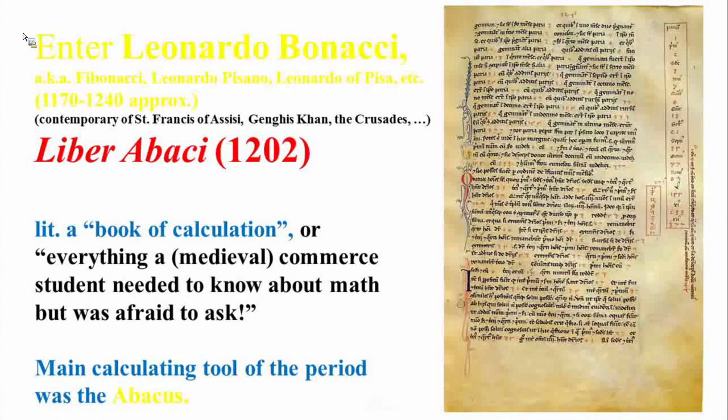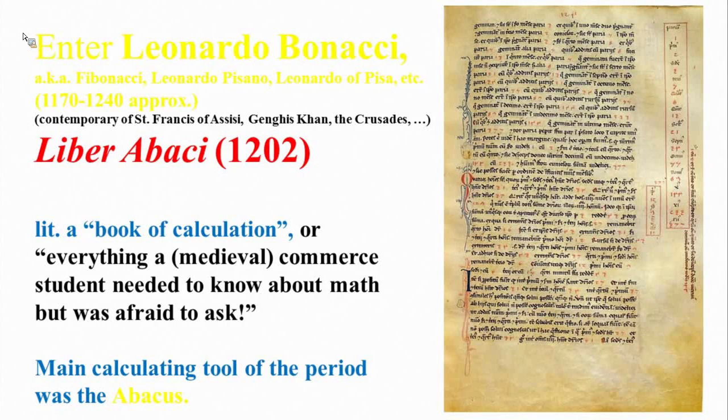Now you get into Fibonacci, aka Leonardo Bonacci. Fibonacci means figlio di Bonacci. It's a contraction of figlio di Bonacci, which means son of Bonacci, right? Also called Leonardo Pisano, Leonardo of Pisa, and so on. And of course, these are his dates. More or less, we're not quite sure.